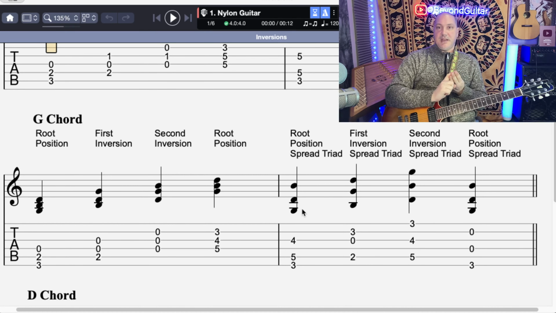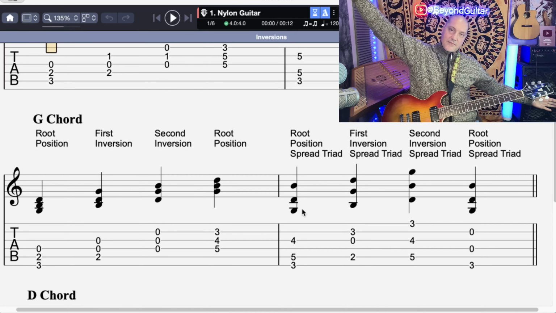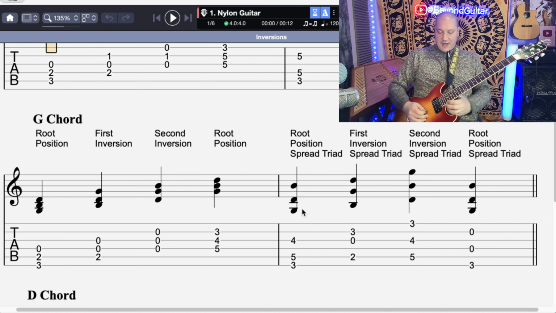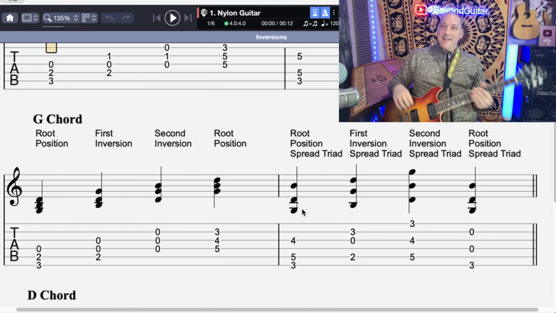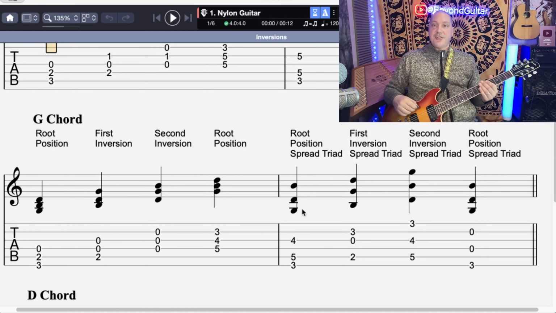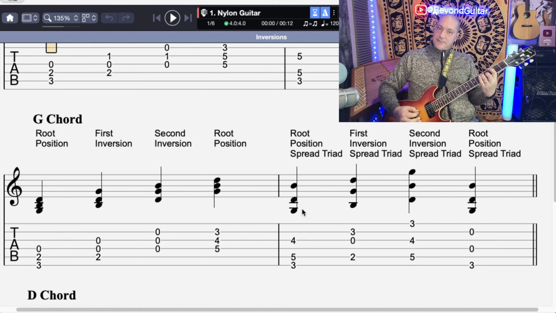Any G, B, D in any order always makes a G chord. Doesn't matter how far apart they are. You can play G here, you can play D here. You can make them extremely far apart. Doesn't matter. G, B, D always makes a G chord, even if you mix up the notes. So there's our root position spread triad.